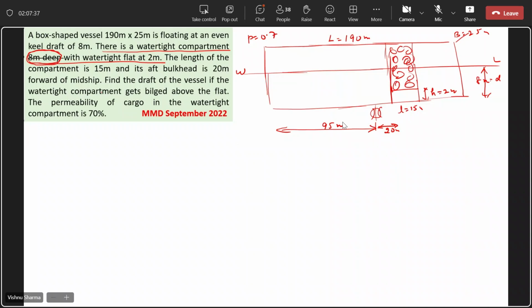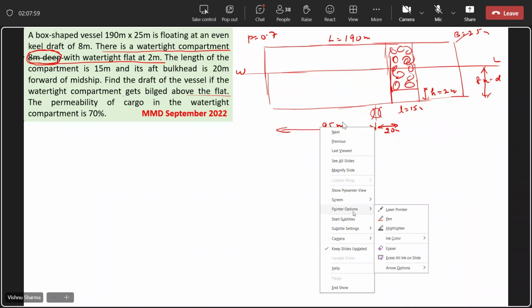Find the drafts of the vessel if the watertight compartment gets bilged above the flat. That means this part, cargo compartment, is bilged. Is that clear, beta, now? Clear, class? Is it clear, class? Yes, sir. This is, so we'll solve it and then I'll send you the, yeah, this is the question.